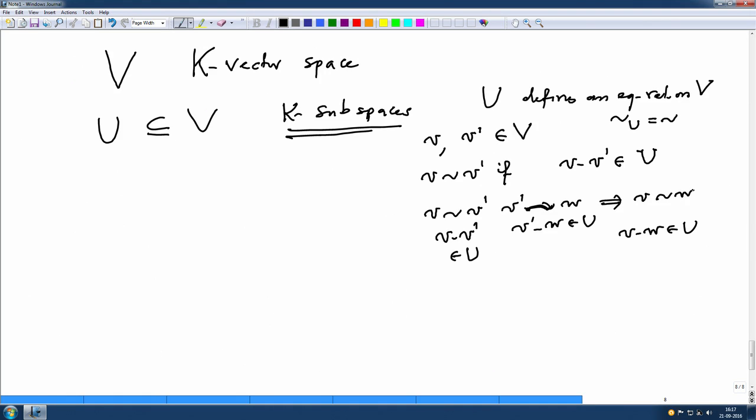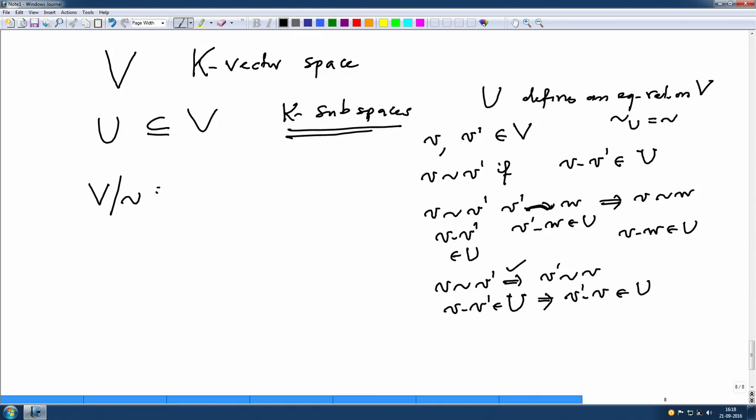So we have checked reflexivity and transitivity, and now we want to check that it is symmetric. Symmetric means V related to V prime should imply V prime related to V. But V related to V prime means V minus V prime is in U, and if something is in U, then the minus of that is also in U because it is a subspace. So V prime minus V is also in U. Therefore this is also correct, and we have checked that this is an equivalence relation. And what is the quotient space now? V mod tilde is what?